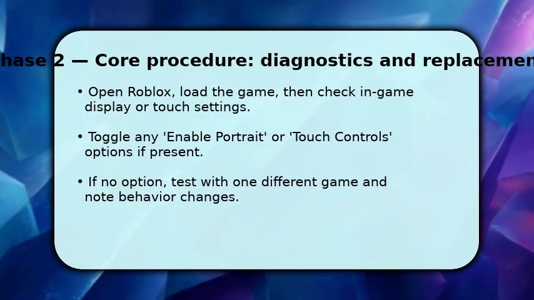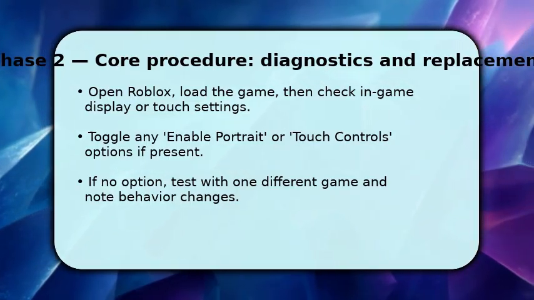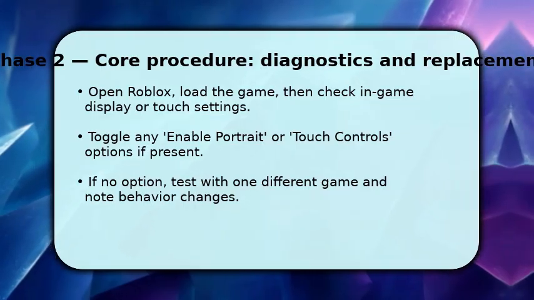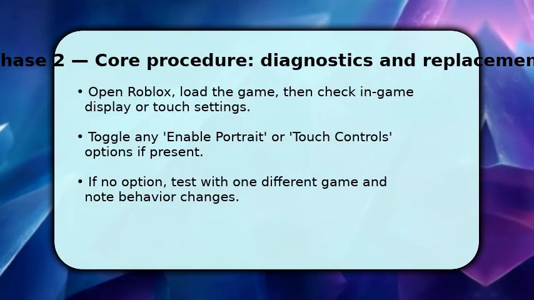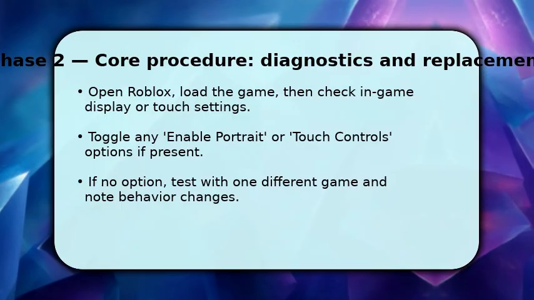Now get into Roblox and the specific game causing portrait issues. Open Settings, then Display or Controls, and look for a portrait or touch control toggle. If you find it, switch it and test immediately. This tells you whether the game offers native portrait support.